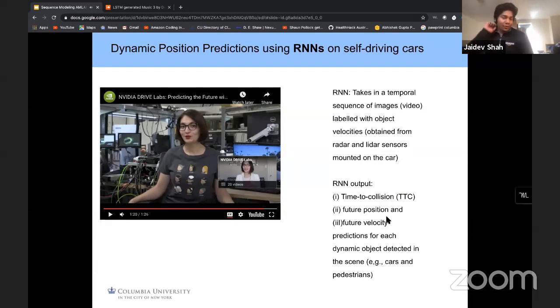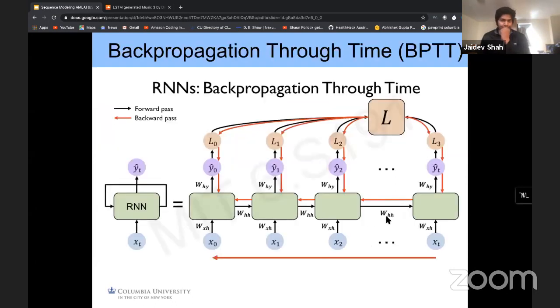Great. Okay, so that was by NVIDIA. And self-driving cars are one of the most exciting applications of sequence models, because knowing where an object is in the future, like half a second later or a second later, is extremely important in deciding what my actions will be right now, at the current time.